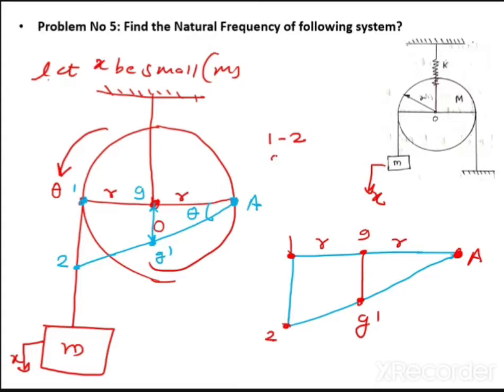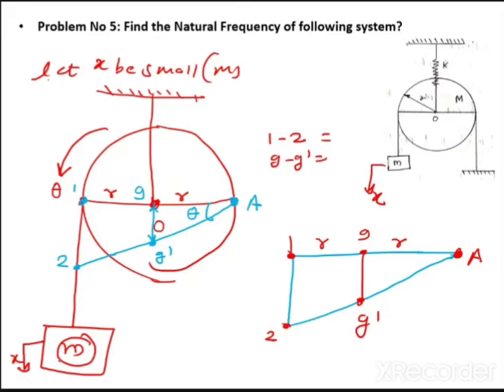What is the distance 1 to 2, and what is the distance G to G dash? Is it the same or different? Anybody? What is the distance 1 to 2? The distance between 1 and 2 will be how much? Anybody? No, first of all, in terms of x or y, I'm asking. In terms of x and y, what is the displacement of a mass m?